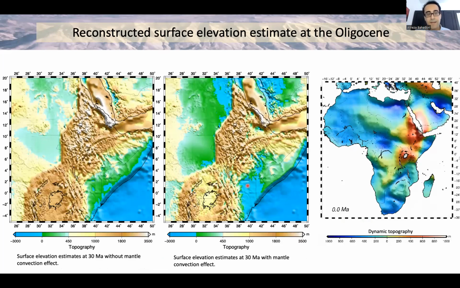So the panel in the middle here shows the reconstructed surface elevation based on isostatic compensation of our reconstructed crustal structure, together with elevation changes associated with our mantle flow model. So we do the isostatic compensation for the crust first to determine surface elevation, and then we subtract out the total dynamic uplift from the surface elevation model that we have already produced.